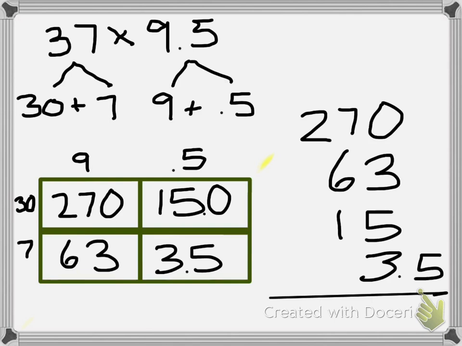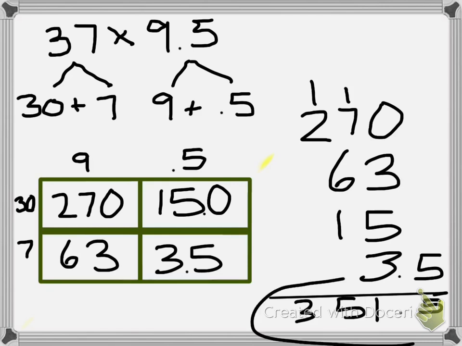We have nothing plus nothing plus nothing plus 5/10, and that would equal 5/10. I'm going to bring that decimal straight down. We have 3 plus 5 plus 3, which would be 11. Carry the 1. Now we have 1 plus 7 is 8, plus 6 is 14, plus 1 is 15. I'm going to carry that 1 again. And now we just have 2 plus 1, which is 3. So our final product would be 351 and 5/10.